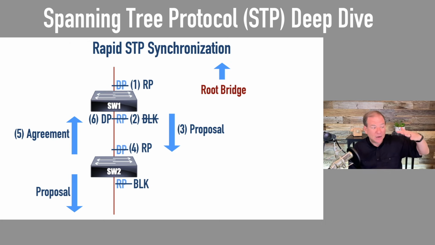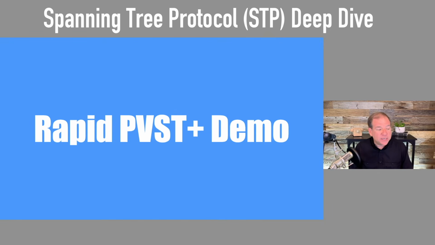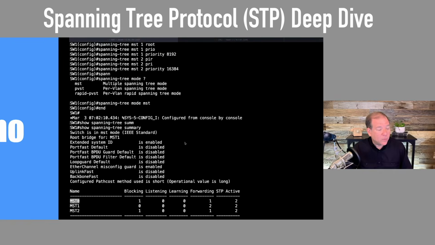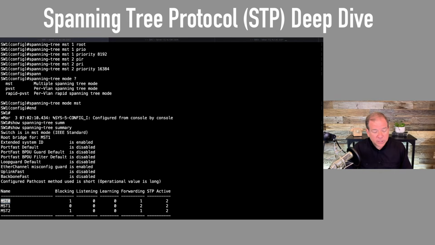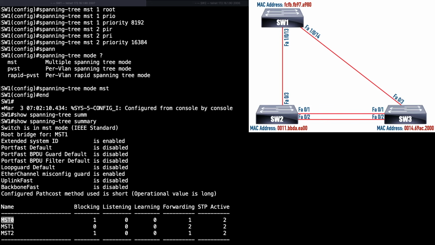Switch 2 is going to block its bottom port, send a proposal to its neighbor somewhere off screen, and the process happens over and over again. That's one way that we can educate our neighbors very, very rapidly about changes that are happening in the topology. Let me show you how to set this up. The great news is the configuration is almost identical. A lot of it is identical to what we did with PVST Plus.